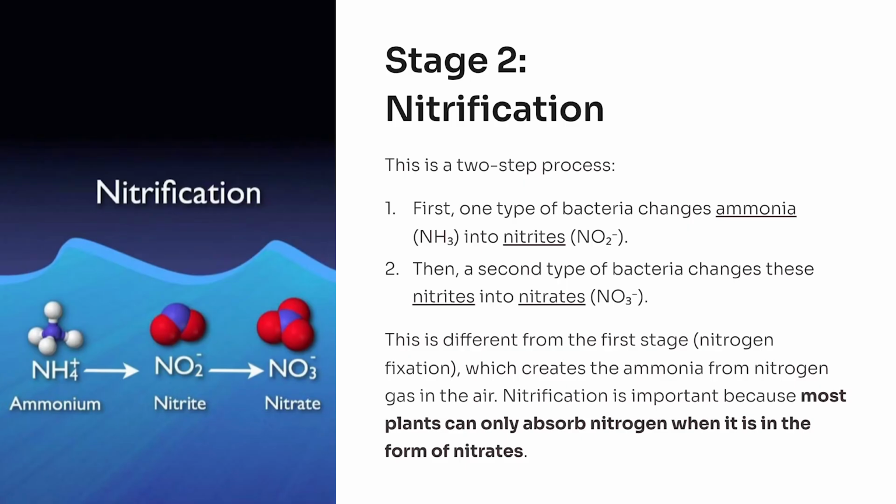It's different from the first stage, nitrogen fixation, which makes ammonia from nitrogen gas in the air. Nitrification happens after that. It prepares the nitrogen in the soil so plants can absorb it. So, thanks to these bacteria again, the nitrogen that entered the soil in stage 1 becomes ready food for plants in stage 2.